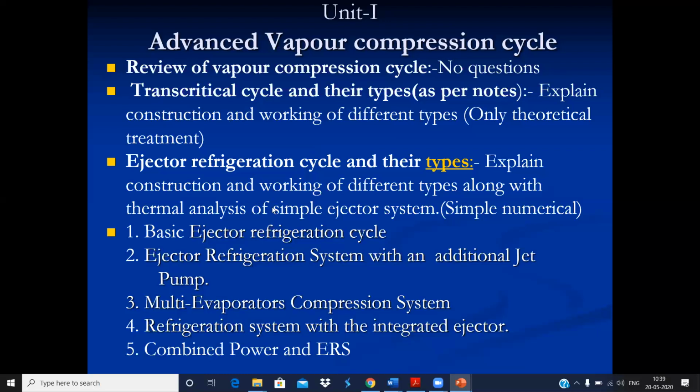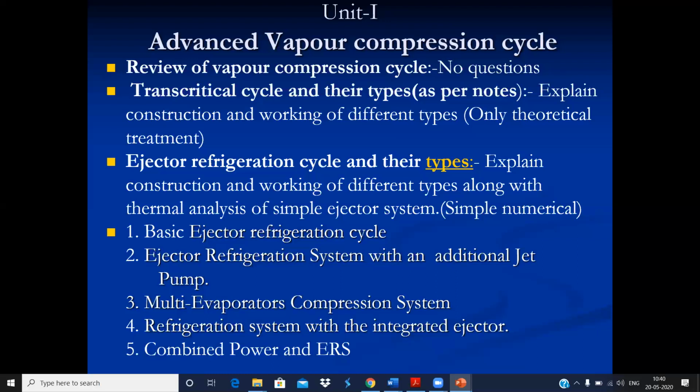Ejector refrigeration cycle is another advanced refrigeration cycle which mainly uses an ejector as a device for compressing the refrigerant as well as suction of the refrigerants. Mainly we are discussing 5 configurations of this ejector-based refrigeration system. This particular system is available slightly in CP Arora book, but most of the contents we have taken from research papers, because this is coming up as a potential substitute for vapor compression cycle, where the compressor is replaced by ejector, and the ejector, pump, and generator, like vapor absorption cycle.